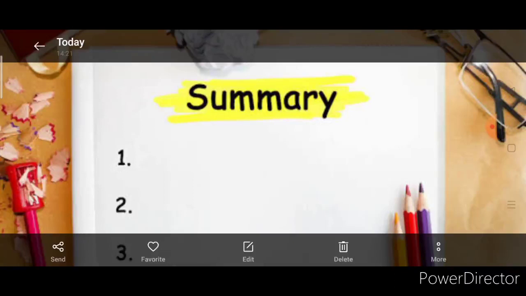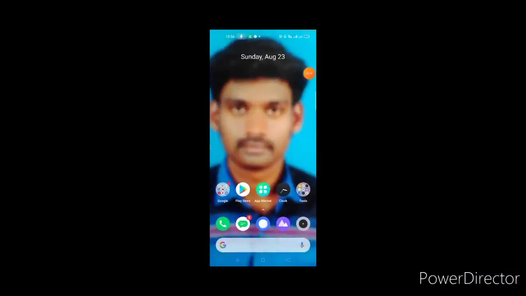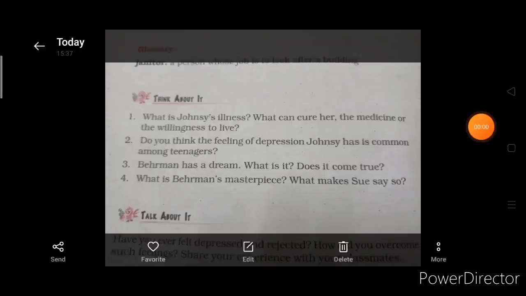Now note down the homework. What is Jansi's illness? What can cure her, the medicine or the willingness to live? Write it. First, what illness does Jansi have? Write it. Next, whether the medicine will cure her disease or the willingness to live. Write it.